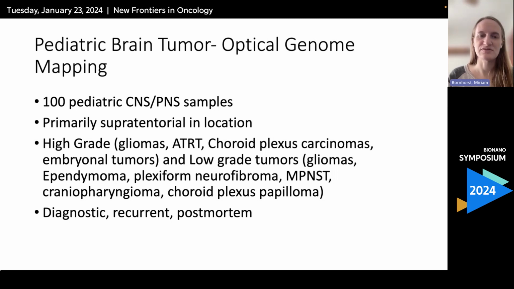Most of the tumors that I've used so far have been supratentorial in location, but I'm moving down to the infratentorial tumors as well. And you can see a list there of all the different types of tumors that I've analyzed so far. There's a good variety there, including the PNS, plexiform neurofibromas, and MPNSTs. The samples that I've used have been diagnostic, recurrent, and postmortem samples.